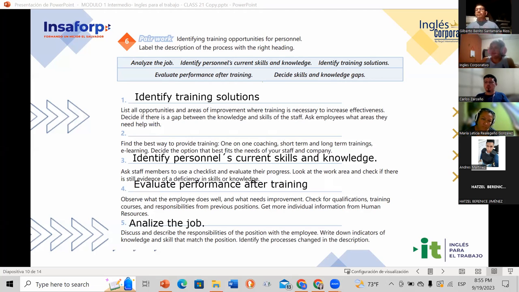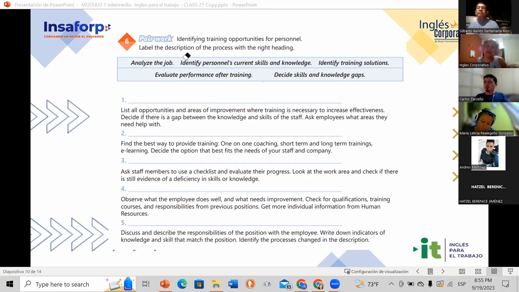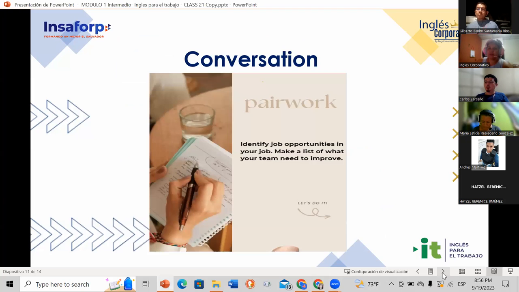Now we're going to continue speaking about that. We're going to work in groups. We're going to identify training opportunities for personnel in your job. Okay, you can talk about that. What are the training opportunities that you consider your coworkers have? Please make a list of what they need to improve to do a better job. I will give you around 15 to 20 minutes to discuss that information. Identify job opportunities in your job, okay? Make a list of what your team needs to improve, okay? Then we're going to have the conversations about that.